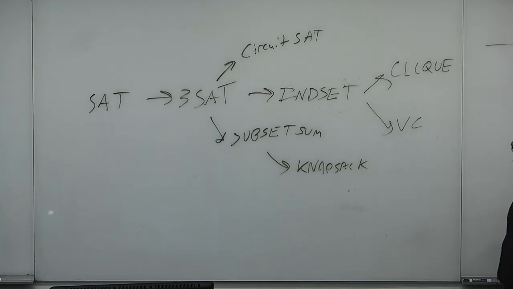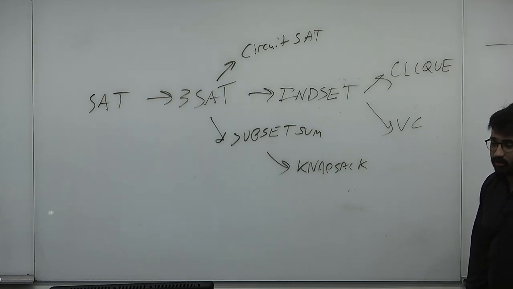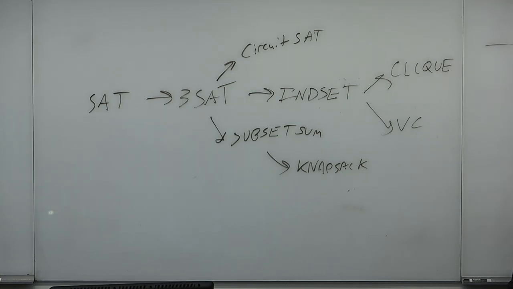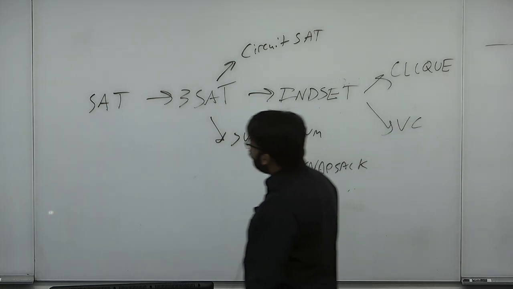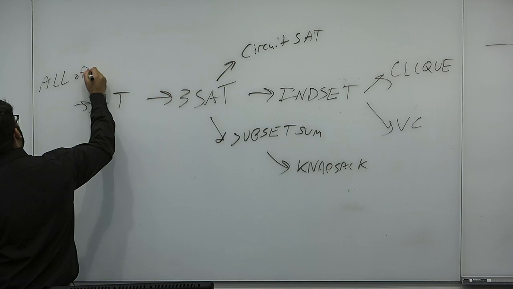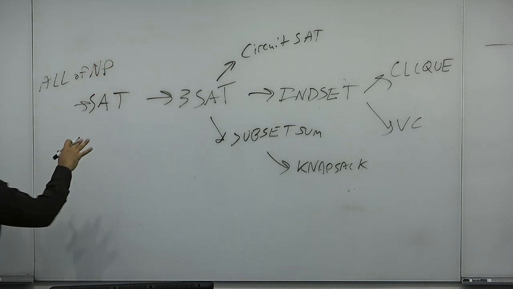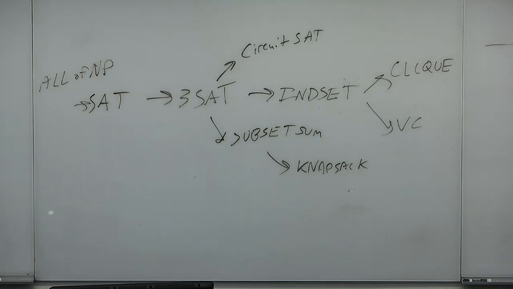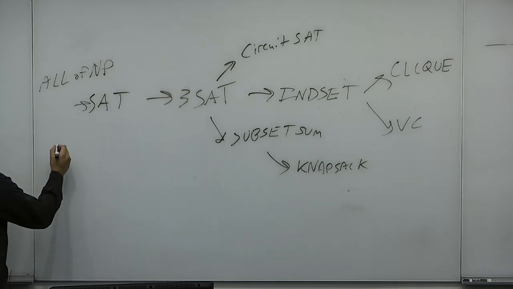And notice that basically all of this relies on one thing. This is only true if SAT is NP complete. So from SAT, we go to all of NP. Now, we went from SAT to everything, and we go from all of NP to SAT. All of this we did in 3510 only works out if we can go from all of NP to SAT. That is called the Cook-Levin theorem, and that's what we'll be proving today.